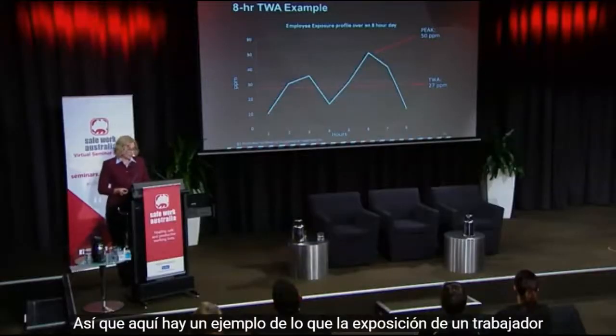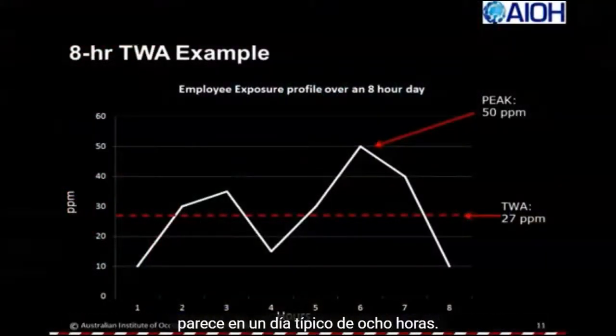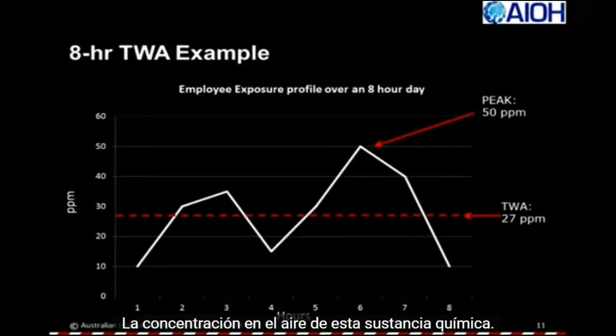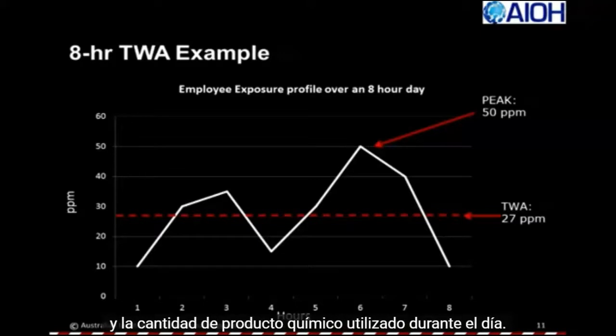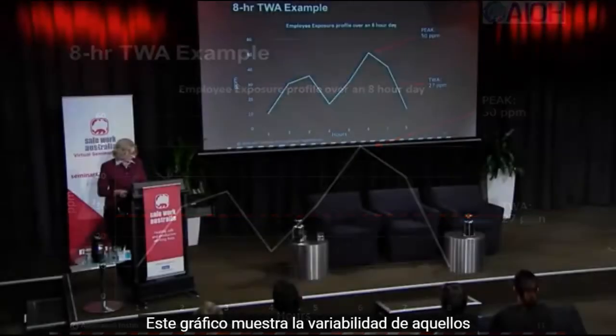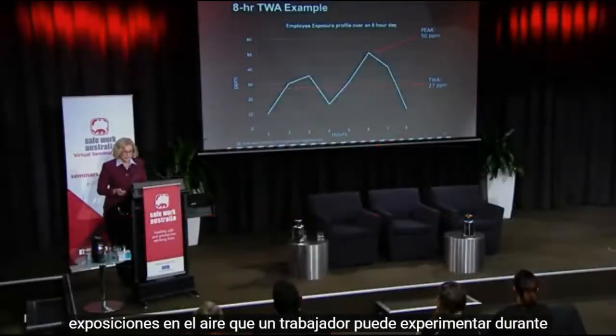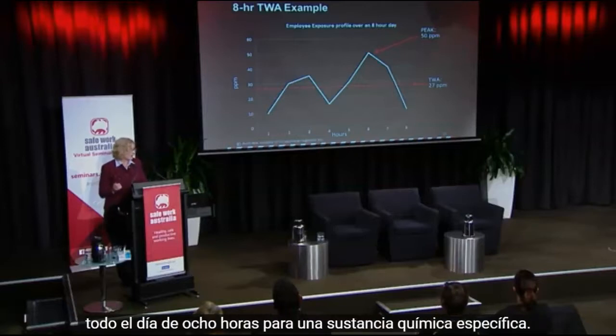So here is an example of what a worker's exposure looks like over a typical 8-hour day. The airborne concentration of this chemical substance usually varies throughout their shift, due to various factors such as intermittent or various work tasks and the quantity of chemical used throughout the day. This graph shows the variability of those airborne exposures that a worker can experience over the whole 8-hour day for a specific chemical.